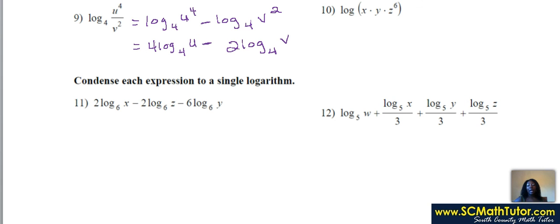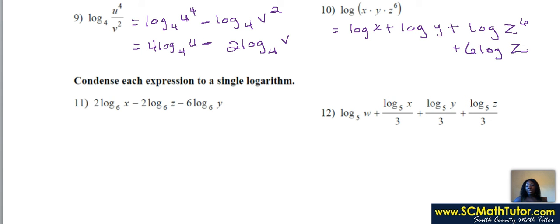Okay, and here, again, one step at a time. If you see multiplication, let's go ahead and do that first. So multiplication becomes addition. So this is log x plus log y plus log z to the 6th. Okay, this is already expanded, this is expanded, but this is not completely expanded. That becomes 6 log z. Okay, and then just copy everything else down because they're all expanded. Okay, that's your final answer for that one.